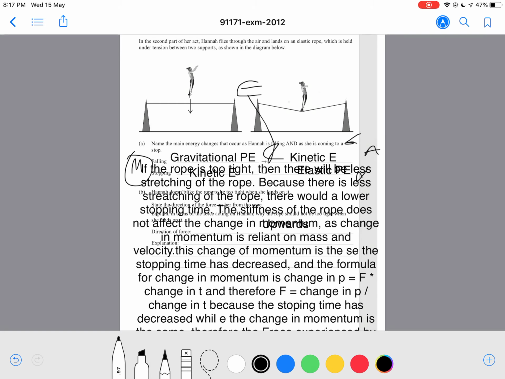Okay, to get the merit grade, you are mentioning that the rope is too tight. This decreases the stopping time, and this increases the size of the force acting on her. For merit, you didn't explain how the change in momentum is constant. Okay. For an achieved, you are explaining if the rope is too tight, it will decrease the stopping time, or the size of the force increases. So any one of these two will get you an achieved, okay?